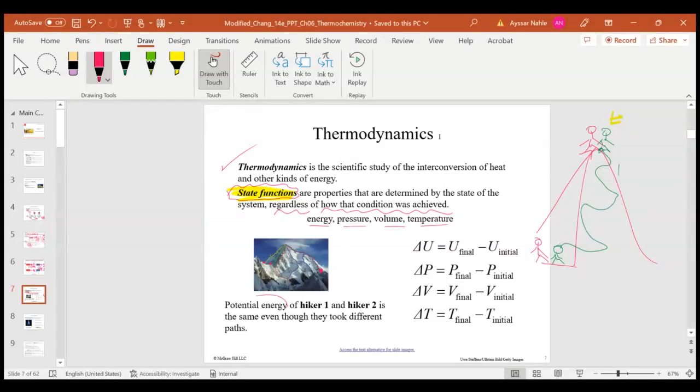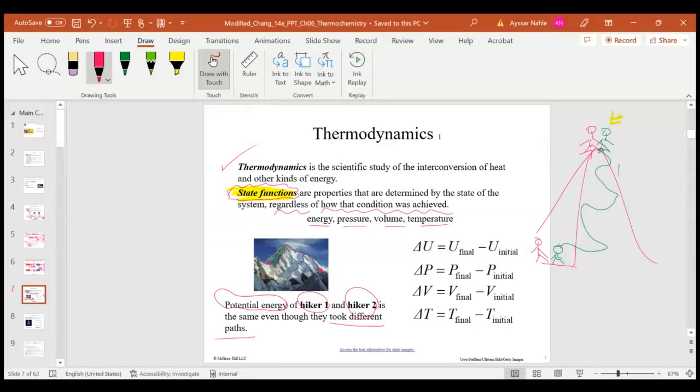Now, look at the potential energy in here. We're referring to this photo. The potential energy of hiker one, you have one hiker and you have another hiker, and hiker two is the same, even though they took different paths. You understand how it is? Yeah? Is it clear? Good.